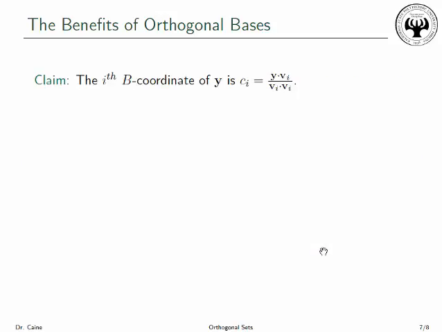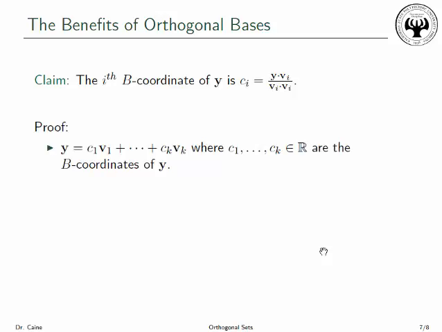To prove this, let's just write down again what the claim is we're trying to show. We're trying to show that the ith b-coordinate of y is given by this formula. So how can we prove that? Well, y is in the subspace by assumption, and you can expand it uniquely as a linear combination of the vectors in the basis B, and the coefficients of that linear combination by definition are the B-coordinates of y.